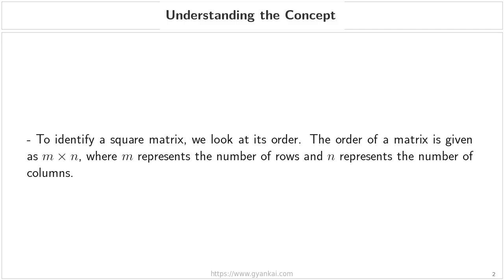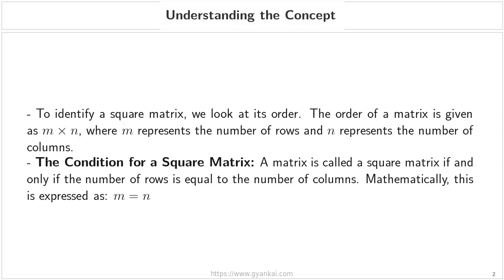Understanding the concept. Now that we have a basic introduction to square matrices, let's dive deeper into how we actually identify one. To do this, we need to look at the order of the matrix. In general, the order of any matrix is written as m by n, where m represents the number of rows and n represents the number of columns.